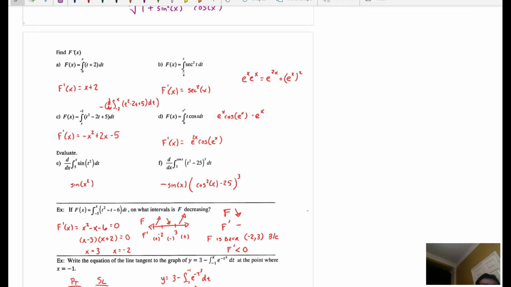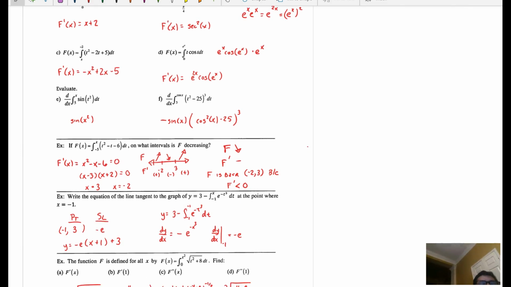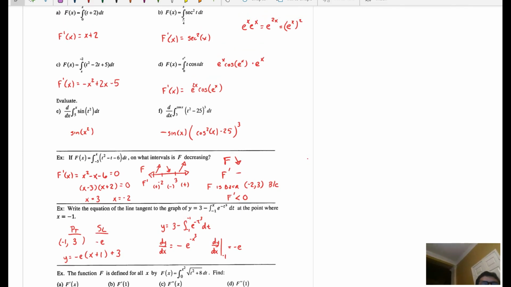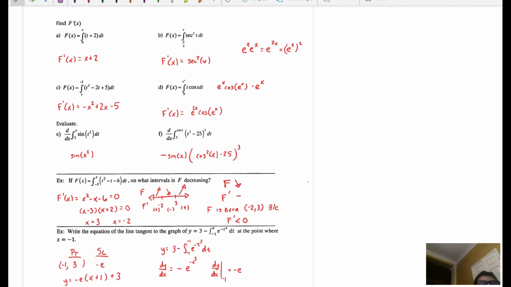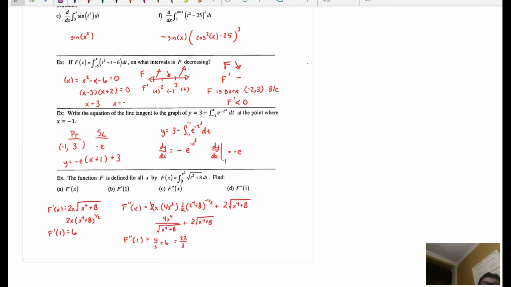These are all example problems. What I would say about the example problems is work the example problems A through F and then check your answer. We'll work the example problems at the bottom of the page together.